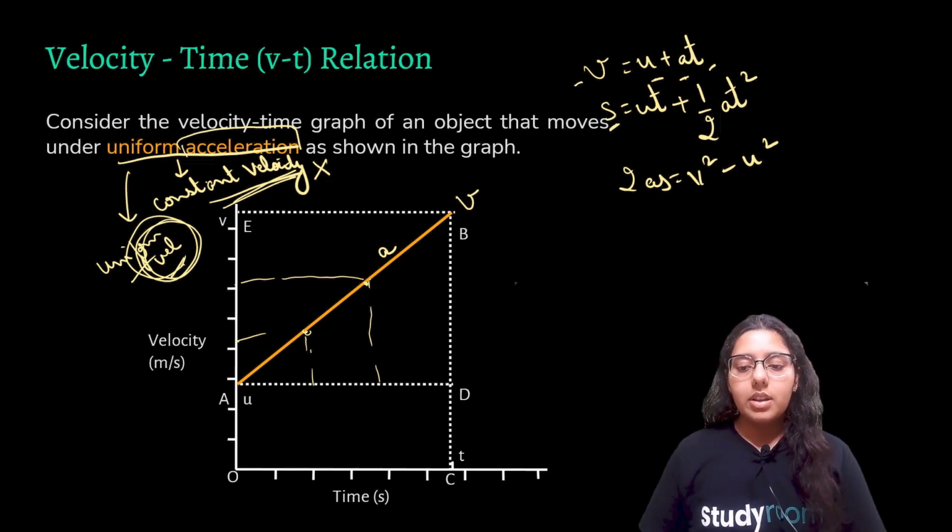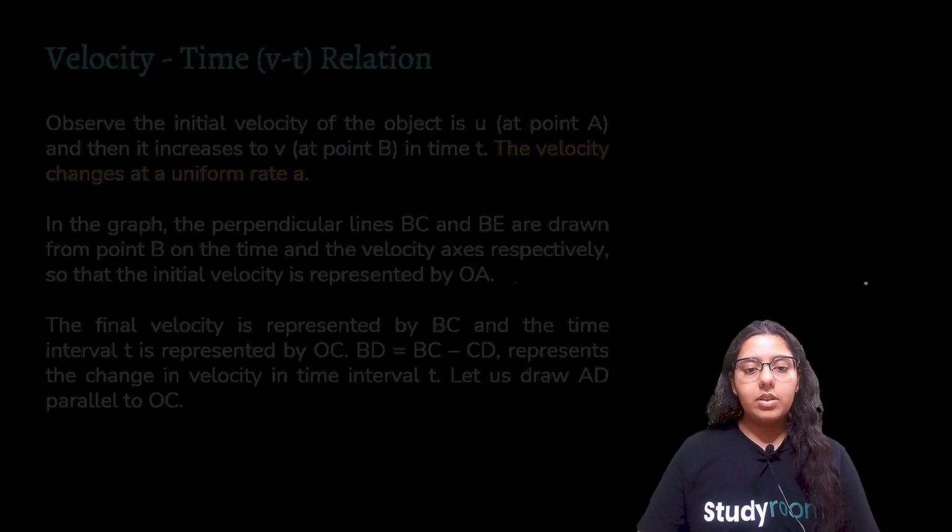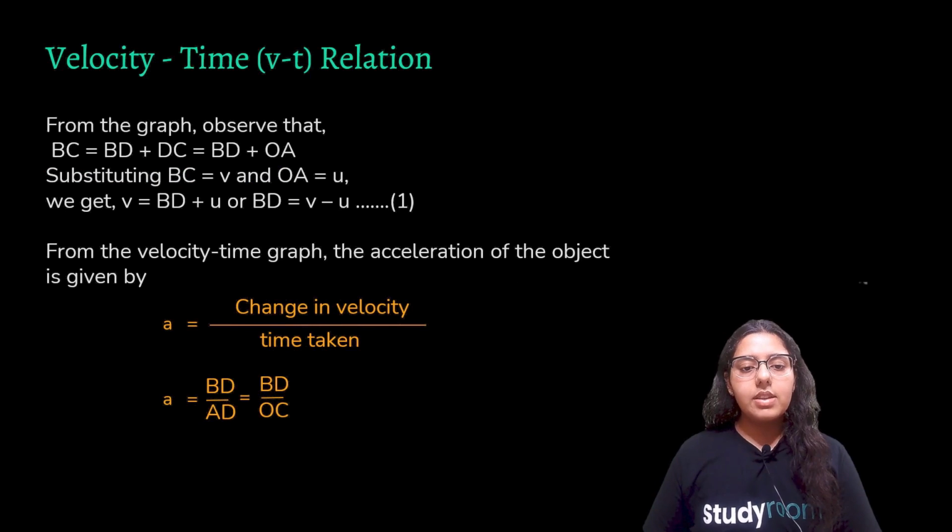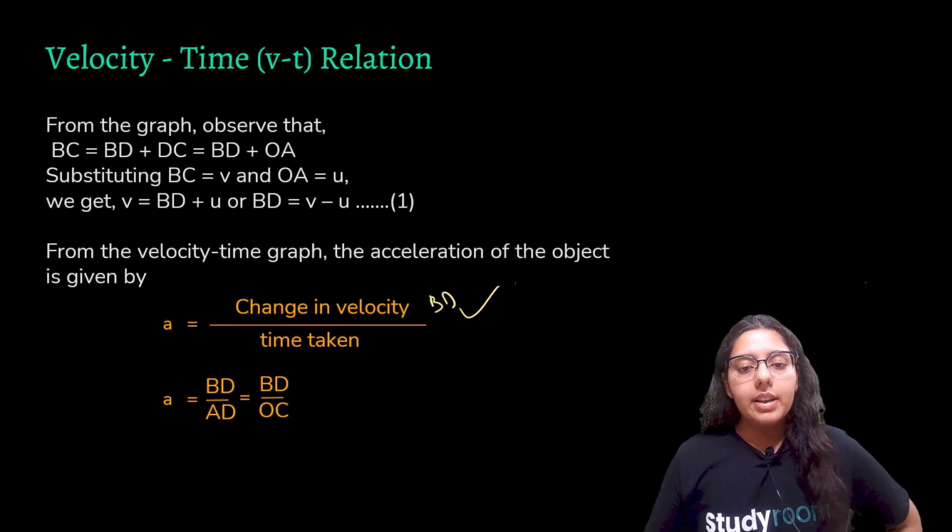Acceleration. Using this triangle also, right? So we can just calculate acceleration graphically also. Change in velocity upon time taken. We see that our BD is our change in velocity, that is V minus U, and what is our time? T. Okay.